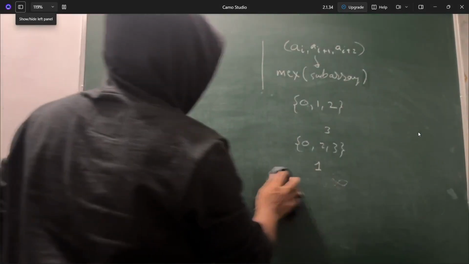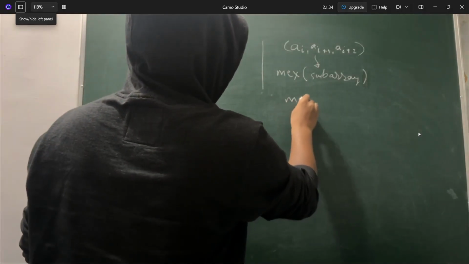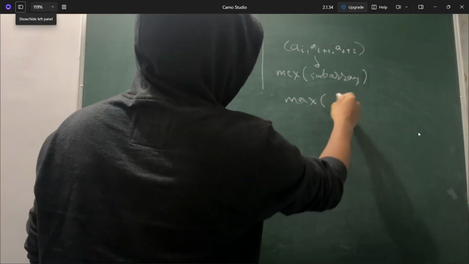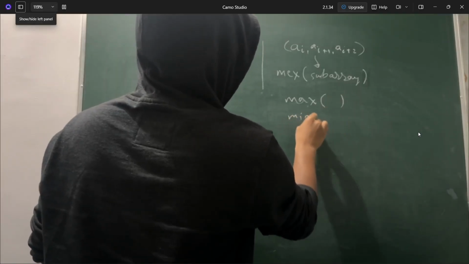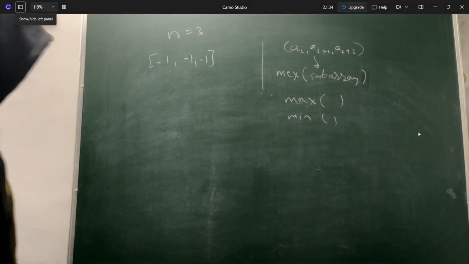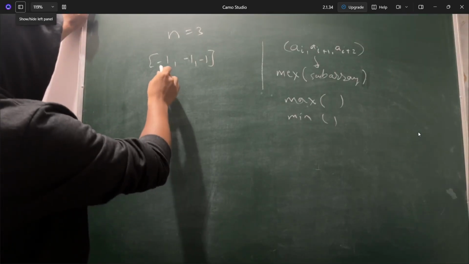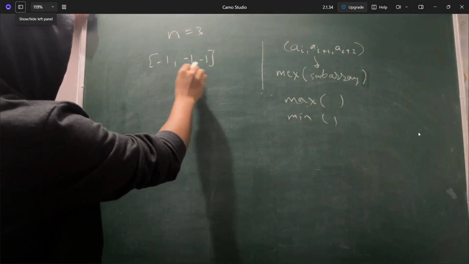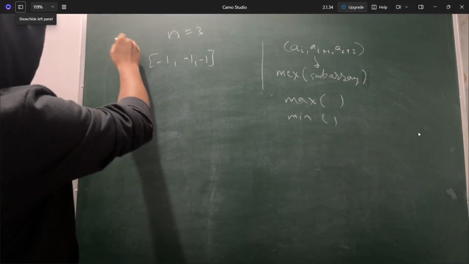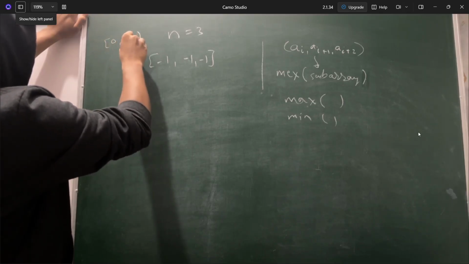I think you are clear with the mex operation. The max operation is as usual the maximum element among the subarray, and the min operation is the minimum element among the subarray. So what they are saying now is that wherever you have -1, you try to put non-negative integers. Non-negative integers means from 0 till infinity. So you can put anything.